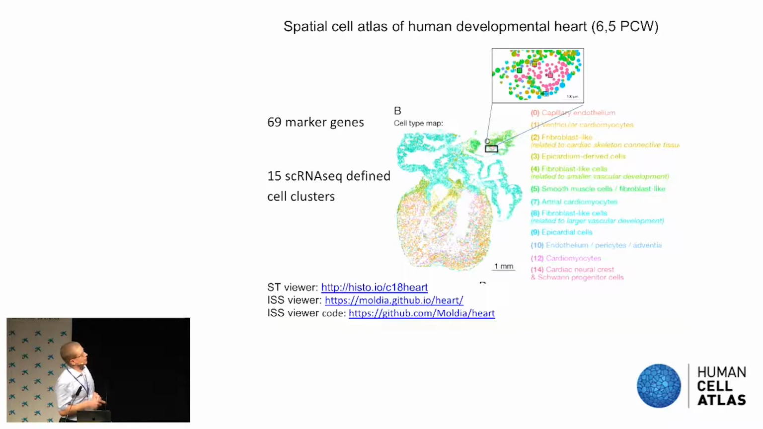So here's the first draft map of a human developmental heart, 6.5 post-conception weeks. It's a comprehensive spatial cell map of these cells, and you can view it on these sites.